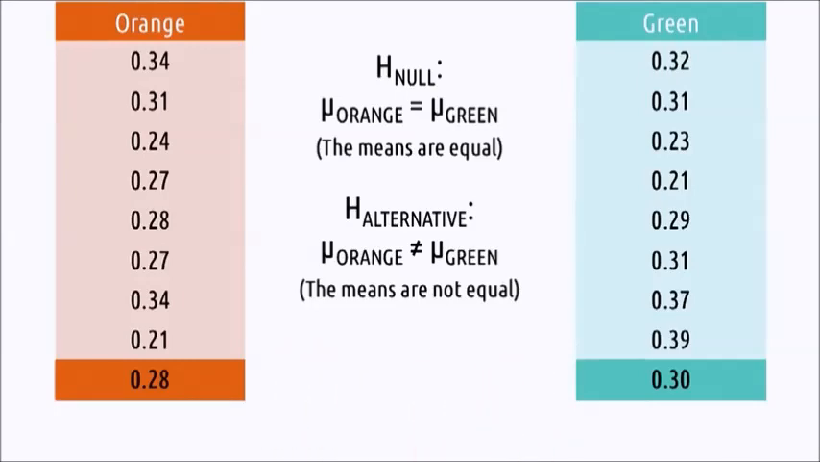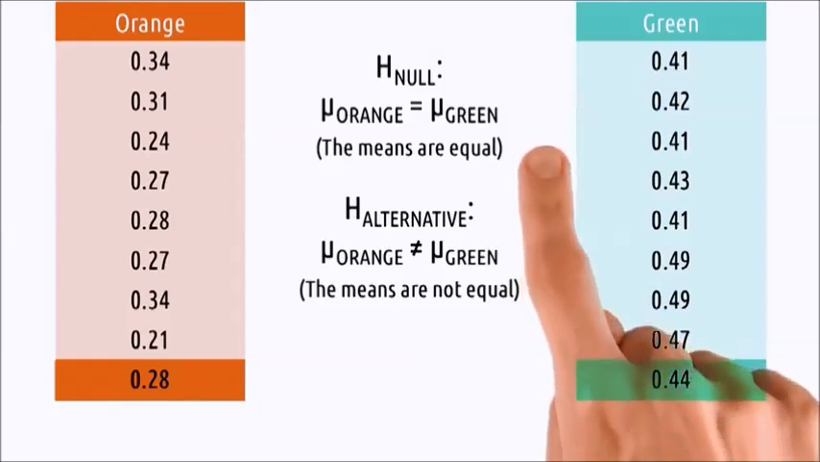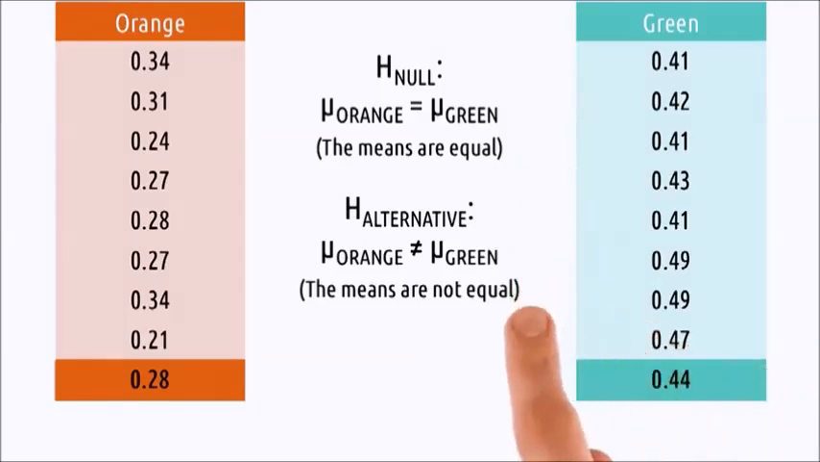But imagine if the data changed. Imagine if these were our observations from green instead of the ones before. Our average has gone up considerably from 0.3 to 0.44. Here, it's unlikely for this difference to be based only on random chance. It's still possible, it's just far less likely. This is the general process of hypothesis testing, assuming that things are the same and seeing if the data is sufficient to prove that they're different.